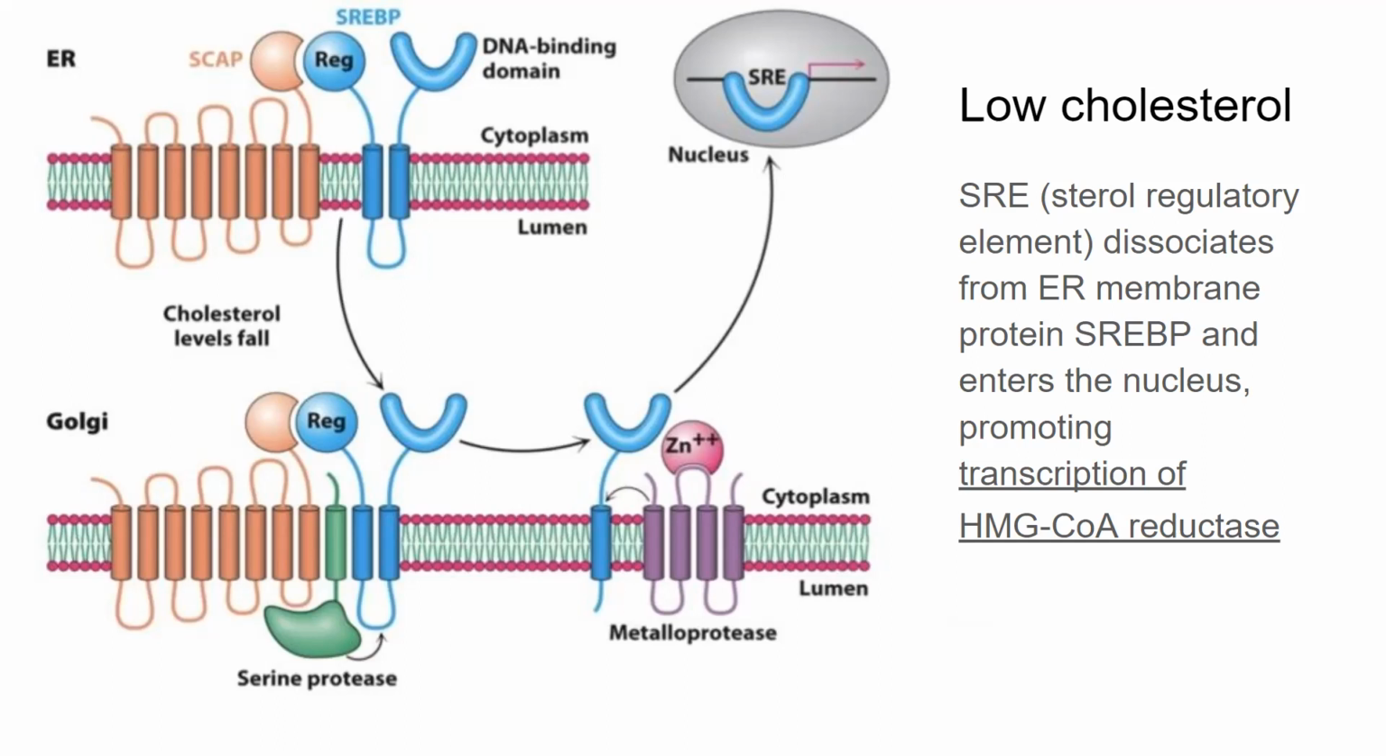So pretty much just knowing that whenever cholesterol is low, it's not bound to this transmembrane protein, and that causes SRE to be cleaved off of the protein and go into the nucleus. So that's kind of a short summary. You guys don't have to know SCAP or SREBP, just knowing SRE is good enough.